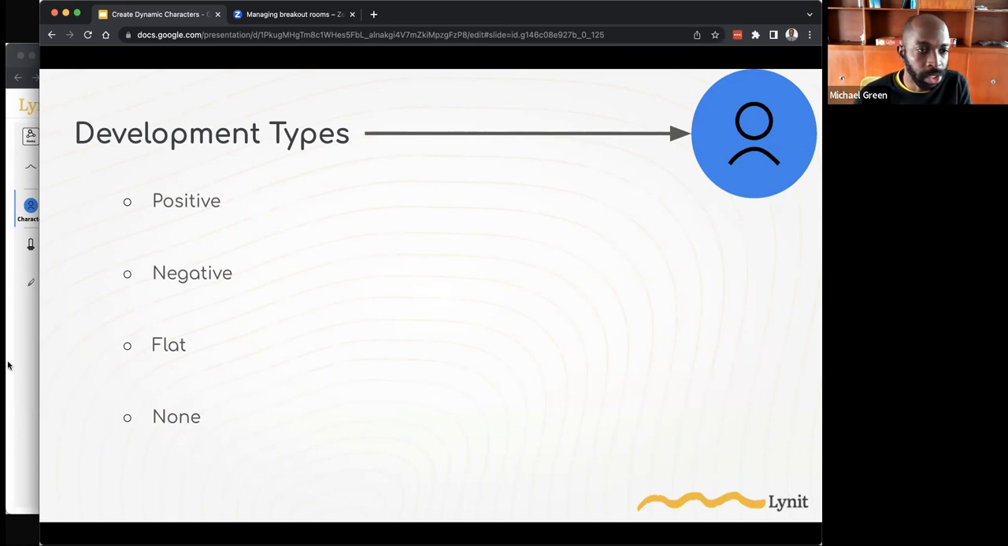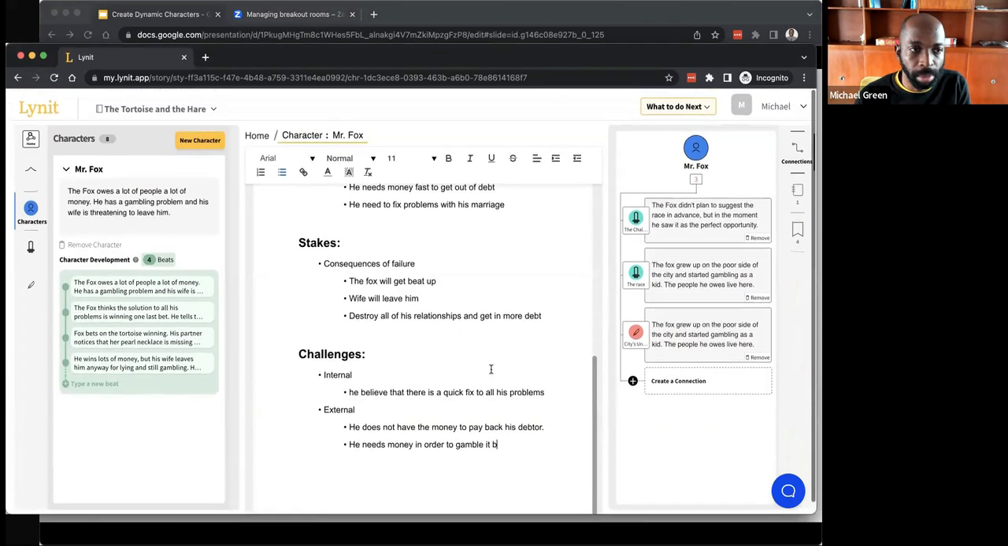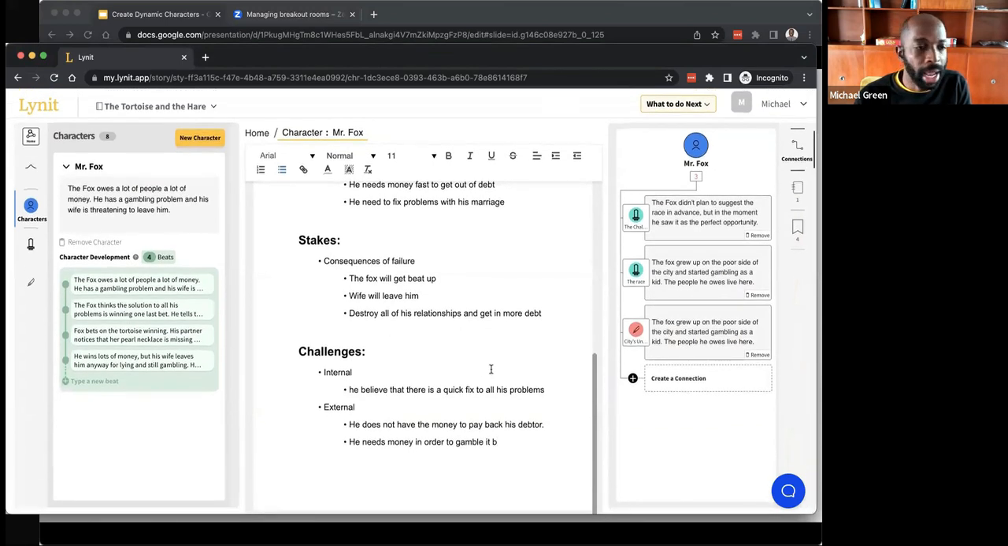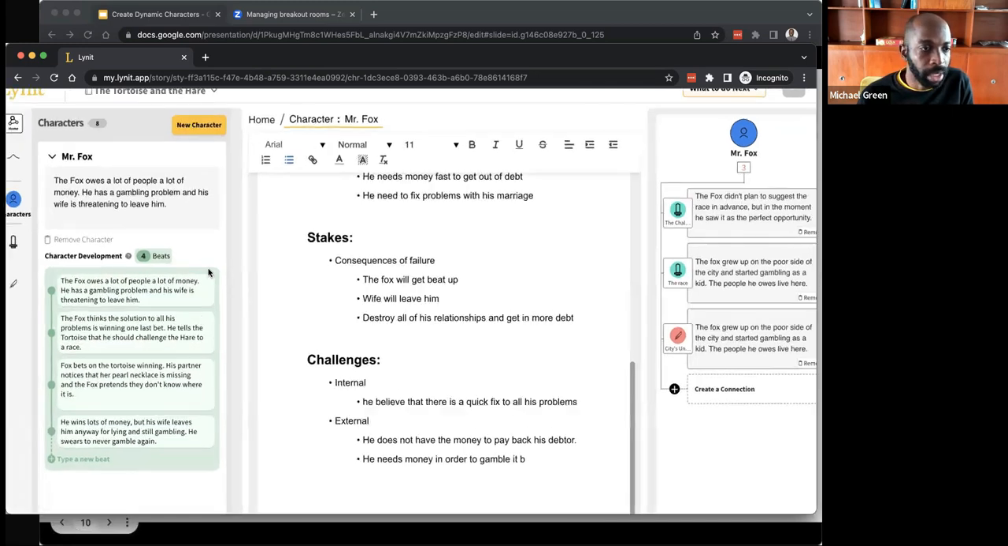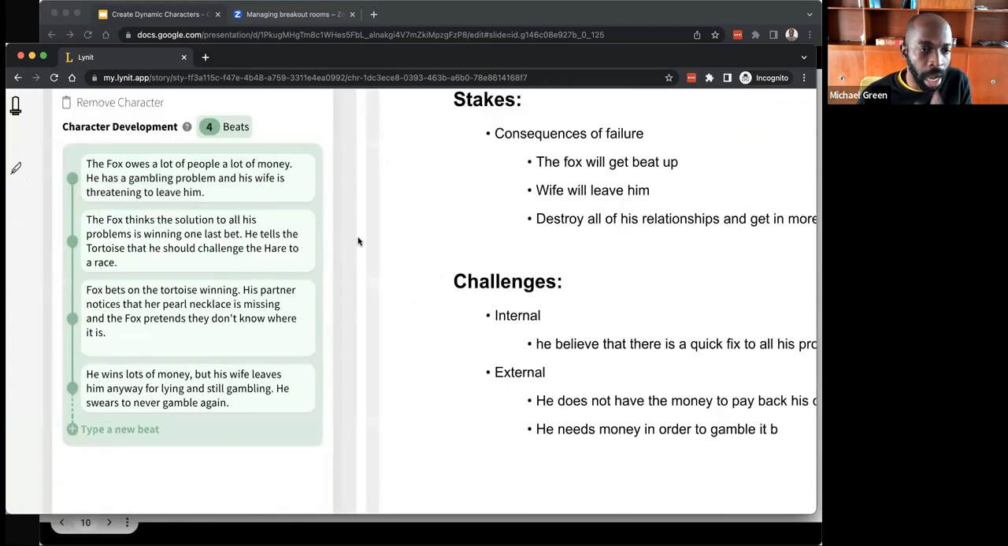So let's jump into the tortoise and the hare. I have some beats for the fox on the side here, and let's take a look at these beats and determine whether they have a positive, negative, flat, or none arc. So let me zoom in over here so it's easier to read, and I'll read it aloud.